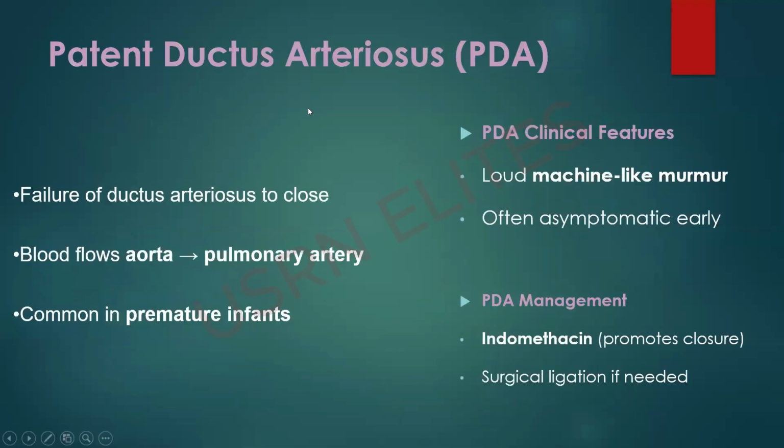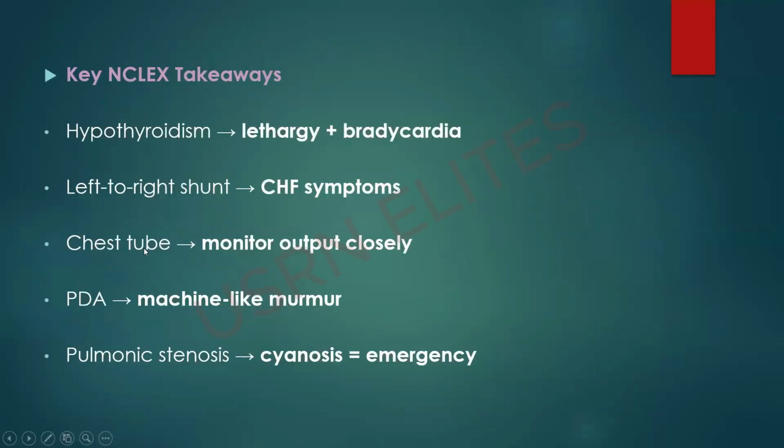Then the next one: in chest tubes, you monitor the output closely. Very important. With patent ductus arteriosus, when you auscultate, the sound you are likely to hear is a machine-like murmur. In pulmonic stenosis, it causes what? Cyanosis, and it's an emergency.